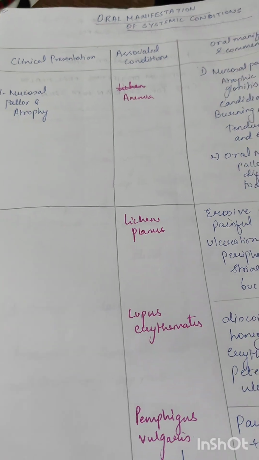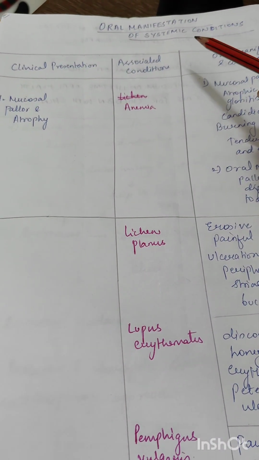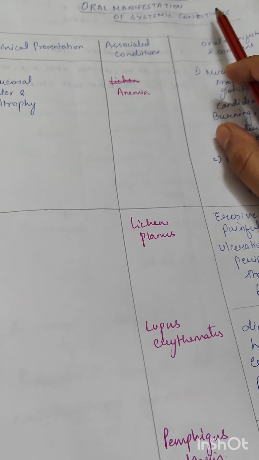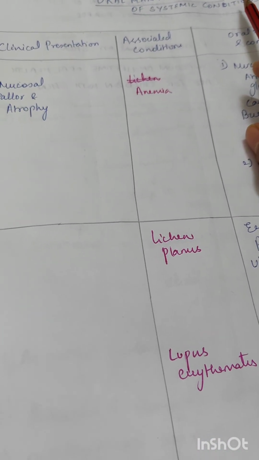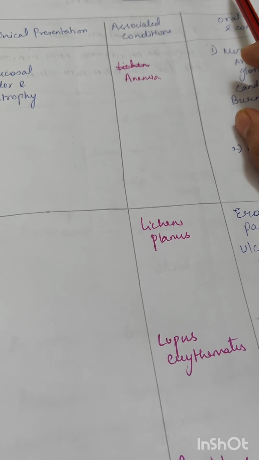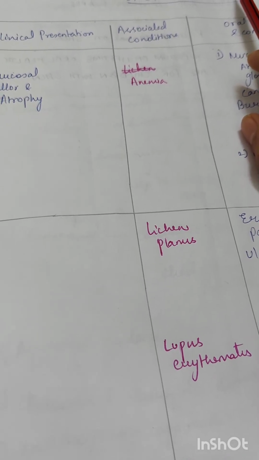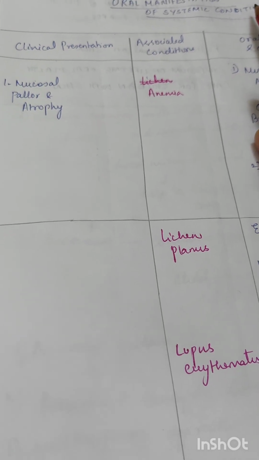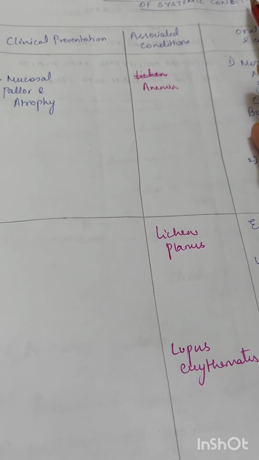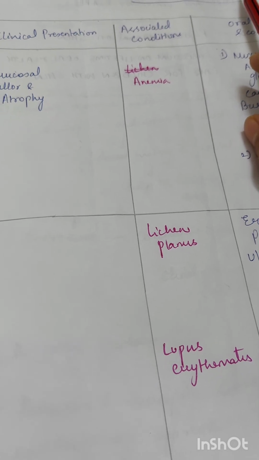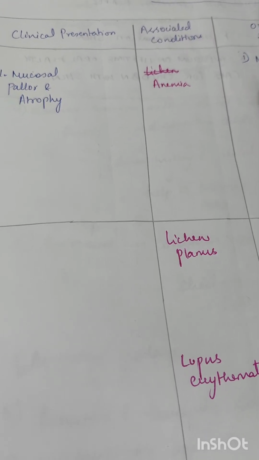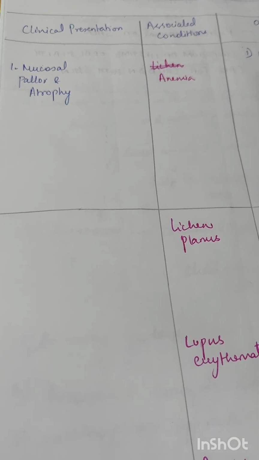Okay friends, now we will start with a new topic, that is oral manifestation of systemic conditions. It has been seen that many systemic conditions have oral manifestations. So a proper diagnosis of oral examination can reveal many of the underlying systemic causes. Thus, it is very important to examine the gingiva, the mucosa, the tongue, and the periodontium, everything carefully, as they might reveal any of the underlying systemic causes.